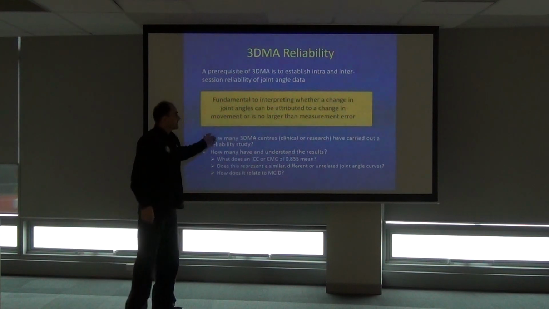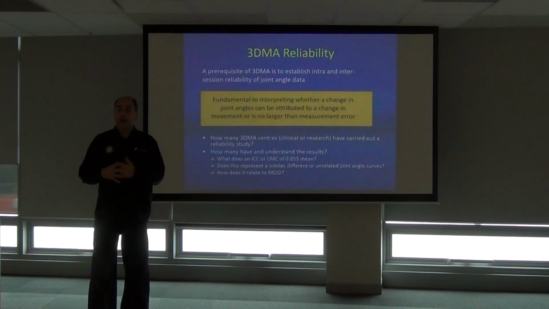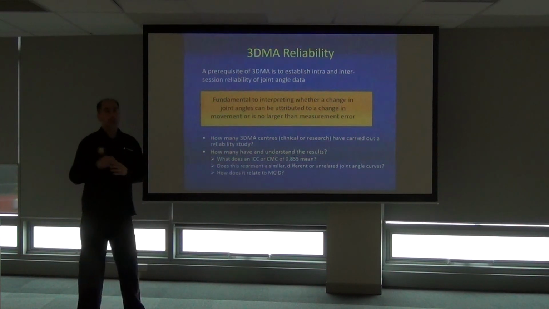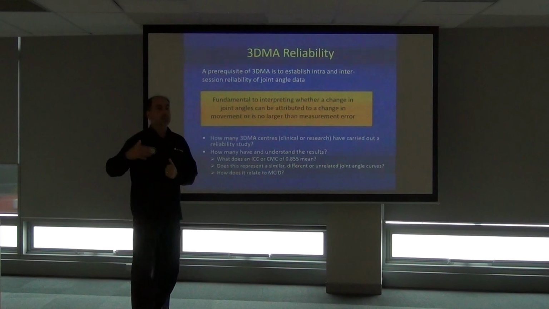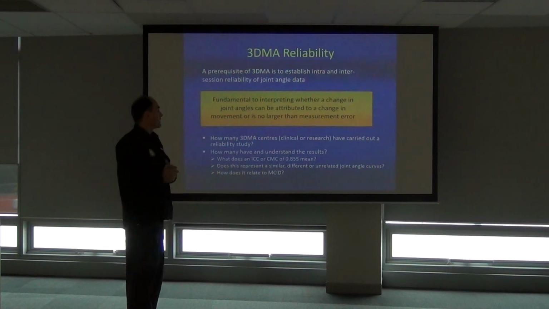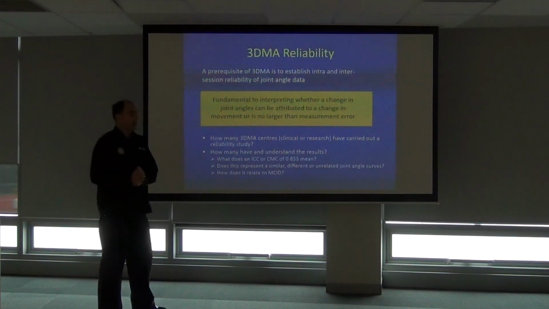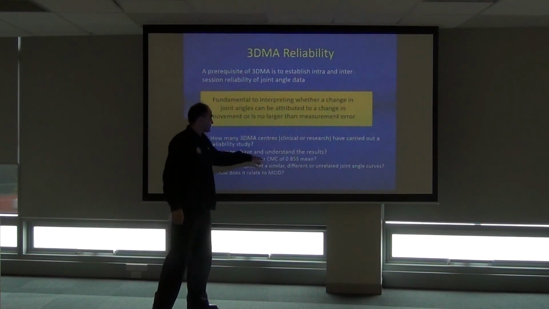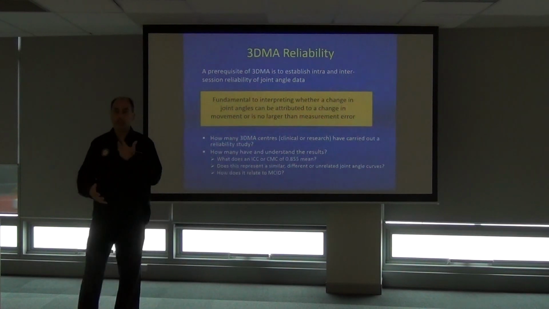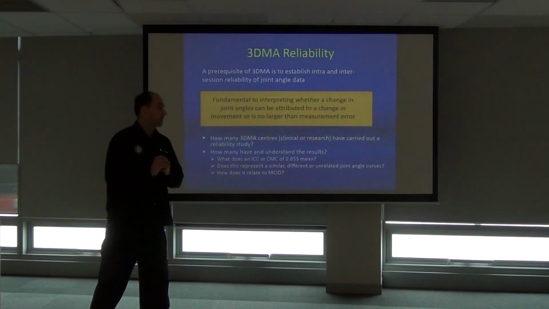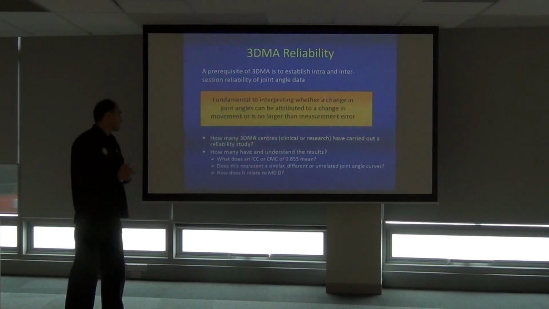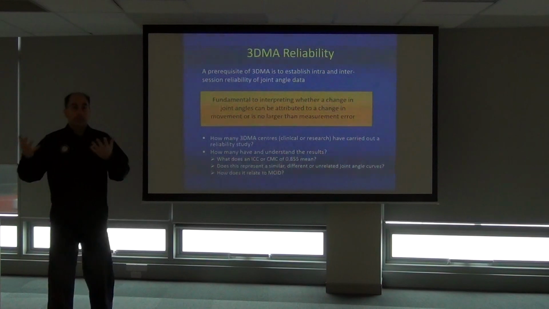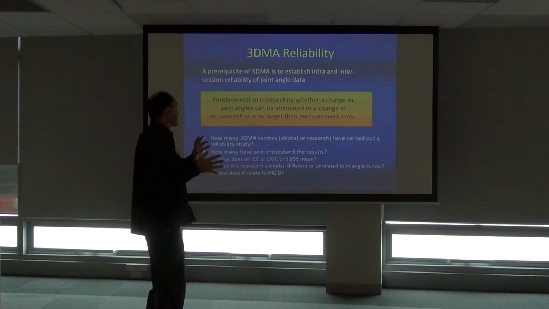So how many centres, clinical or research, have actually done a reliability study? Compared to how many appear in the literature, how many centres do three-dimensional motion analysis studies? Very few. How many have understood the results? How many would understand what an ICC or a correlation coefficient of 0.855, or an average standard deviation of 2 point something degrees, means? How does it relate to minimum clinical important difference? Or does it describe similar, different or unrelated paths?